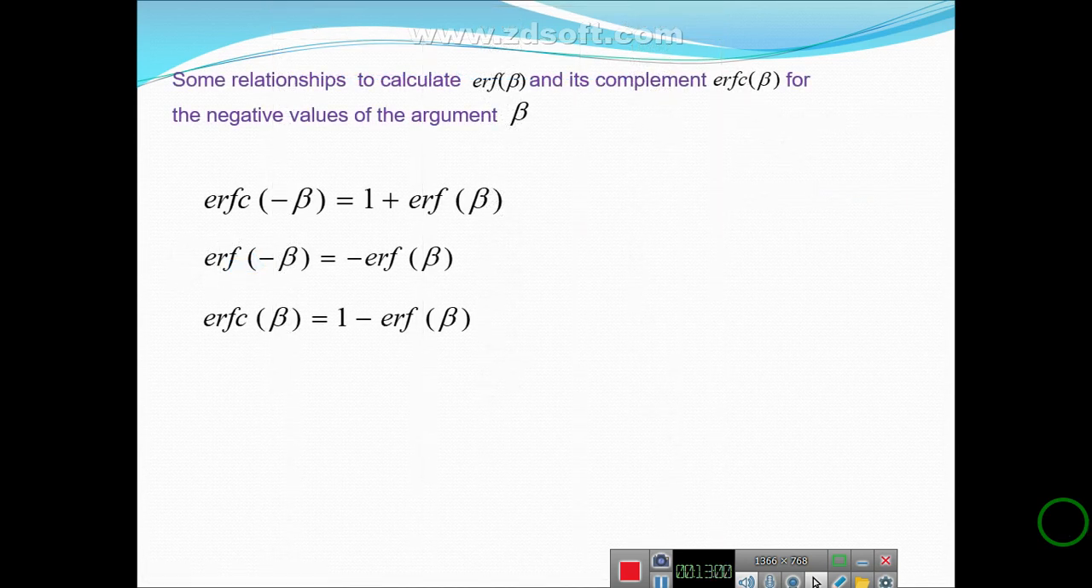The table that I explained before doesn't contain the negative values of the argument beta. In such cases, we can use these relationships to calculate the error function and its complement for negative values of argument beta.